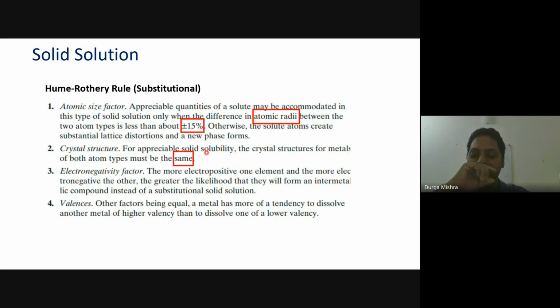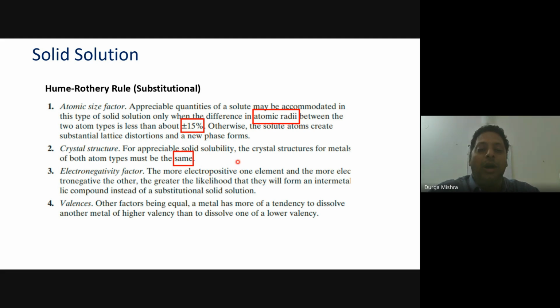Let's say the parent atom has an atomic radius x. Now the impurity atom that you can add, which will create a substitution, meaning it can replace this parent atom and occupy that position, the tolerance is about plus minus 15%. If it is more than that, you will not get a substitution. It will probably be there, but it will form a different phase, and will not form a solid solution.